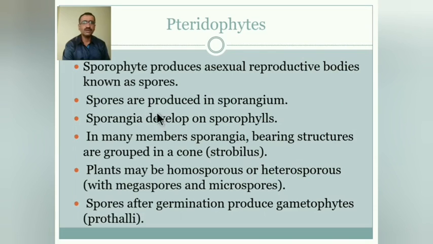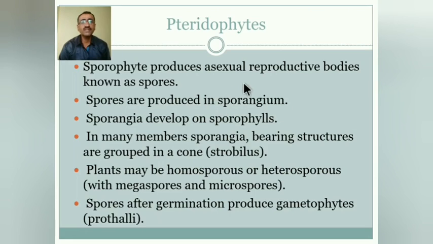That means the cryptogamic. The sporophyte produces asexual reproductive bodies known as spores. The sporophytic plant produces the spore, and they are the asexual reproductive body, not sexual. Spores are produced in the sporangium. It is a cavity or a cup-like structure, a protective structure, and in that protective structure the spores are produced. That protective structure is known as the sporangium.